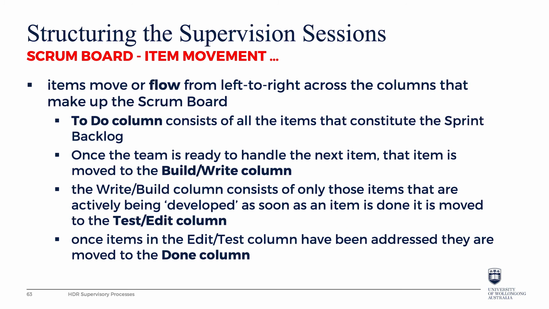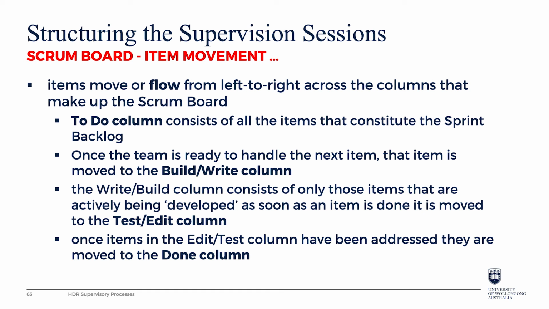So, to sum up, items flow from left to right. We have a to-do column that consists of all the items that constitute the sprint backlog for a particular part of the thesis. Once the team's ready to handle the next item, it gets moved from the to-do column into the build-write column. Once we've written or built what it is that we're doing, we need to move that item to a test and edit. We make sure that what's been developed actually matches what's required. And then once we feel that it's complete, it gets moved into a done column.